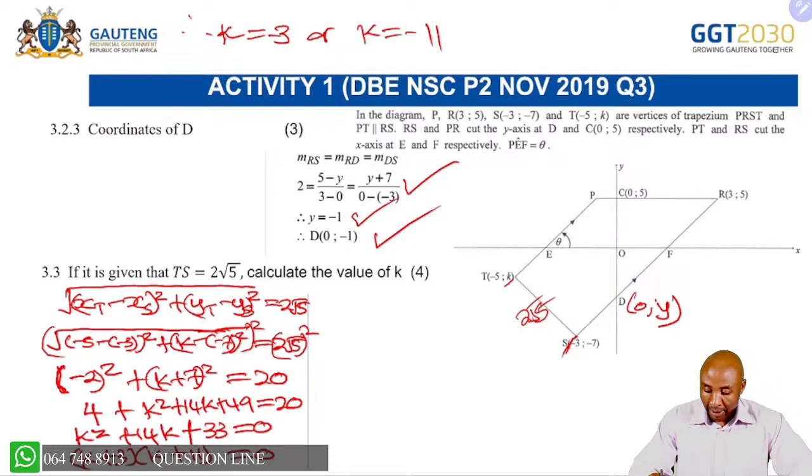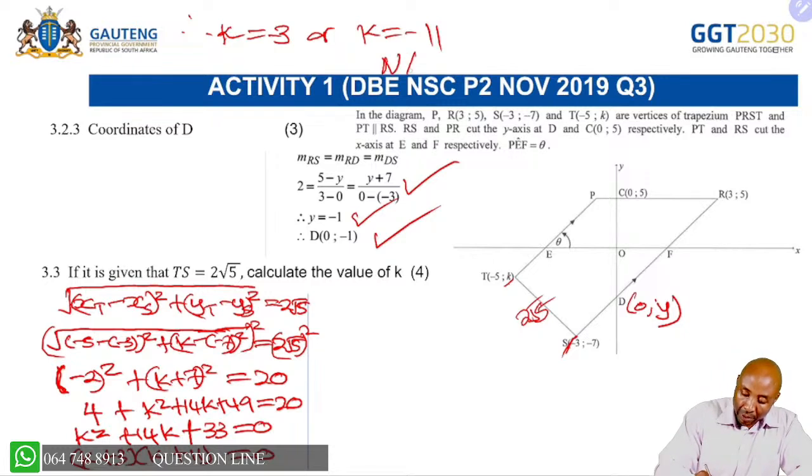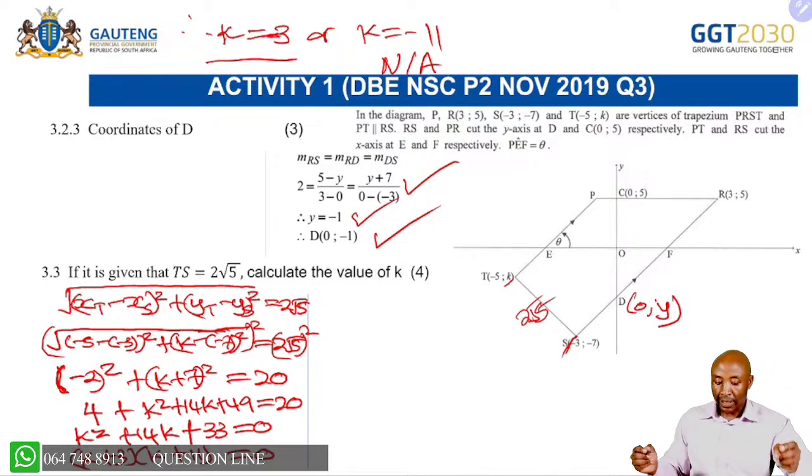Now, remember the rejection. The diagram is just helping us to visualize. You are able to see that the point T should be above point S. Therefore, our value of k cannot be negative 11. So we can simply say that one is not applicable. Therefore, our k will be given as negative 3.